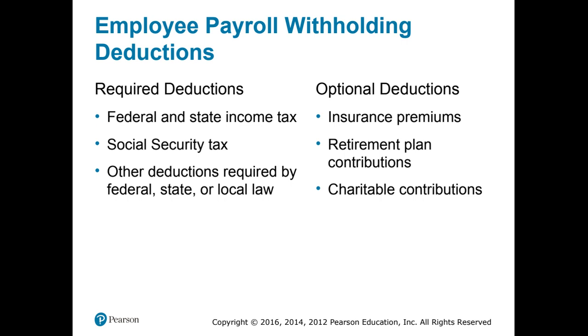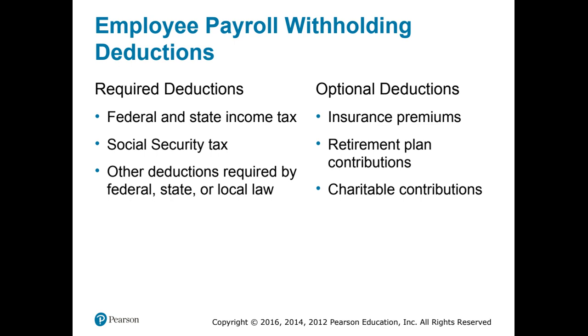So, employee payroll withholding deductions. There are many different types of deductions. Some of these deductions are required and some of them are optional. The ones that are required are your federal and state income tax, Social Security tax, and other deductions required by federal, state, or local law. Optional deductions are insurance premiums, retirement plan contributions, and charitable contributions.